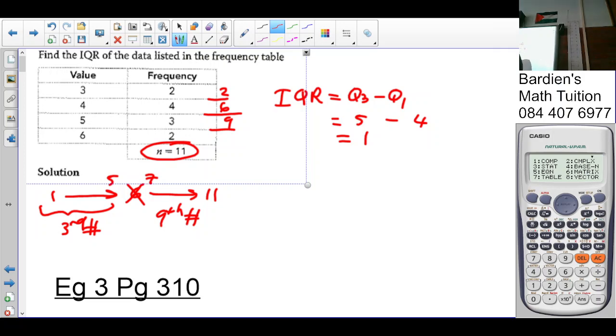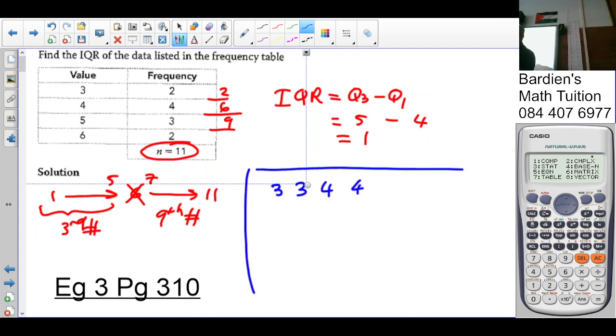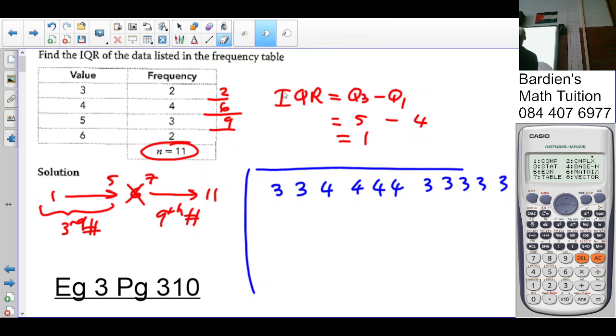Otherwise, here's another way of doing it. I could have said there are 3 2s, there are 4 4s, there are 5 3s, and 2 6s. 1, 2, 3, 4, 5, 6, 7 ... There are 3 5s, I got 2 3s too many.